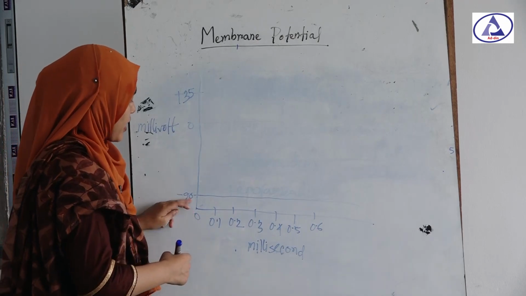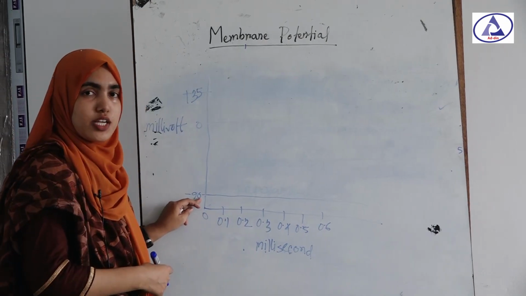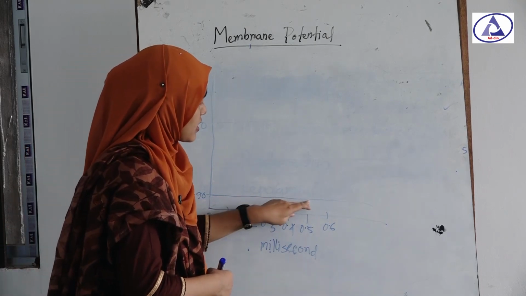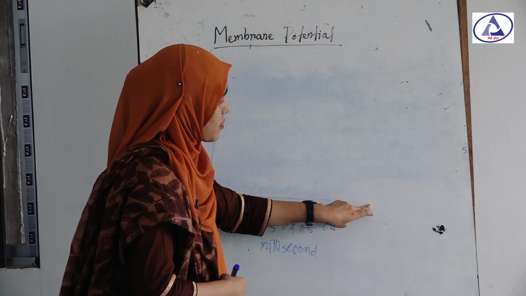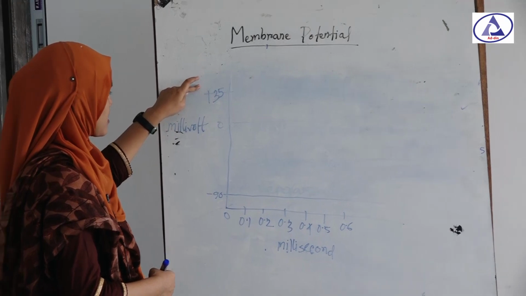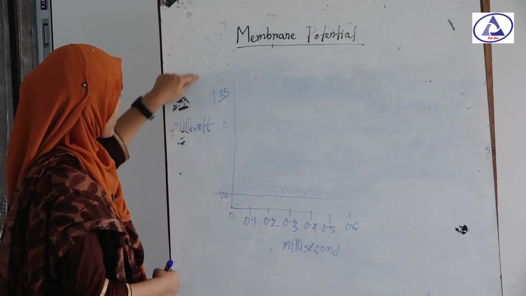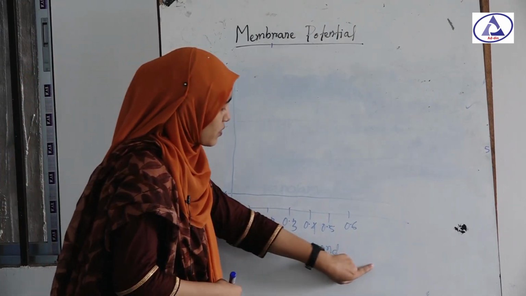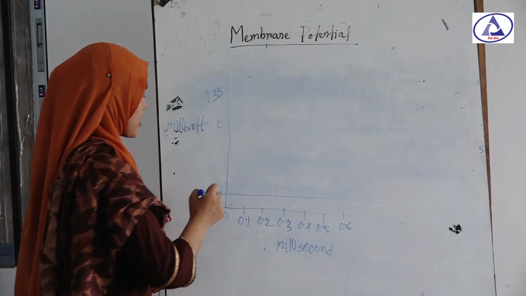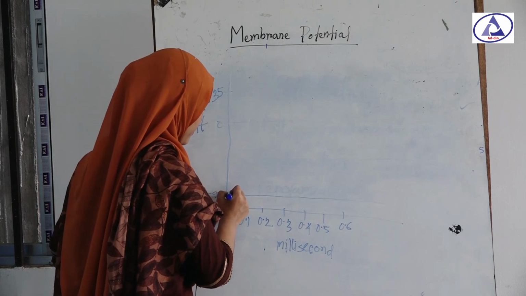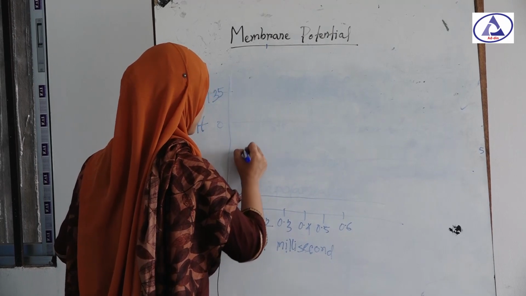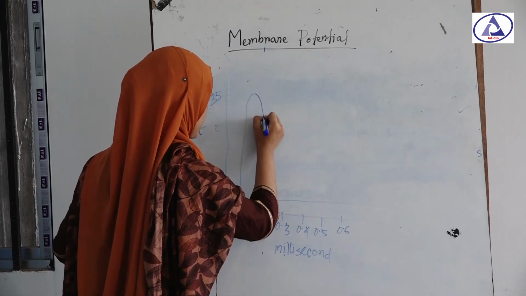So here minus 90 is the resting membrane potential for large nerve fiber. This line I have drawn is the resting membrane potential of large nerve fiber. This one is 0 and above this is positive. In this part we are showing millivolt and this way we are showing millisecond. So from the minus 90 millivolt, I am drawing this figure at first, then I will describe it.